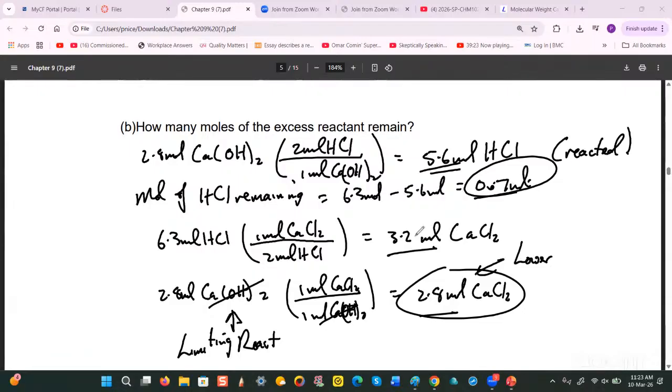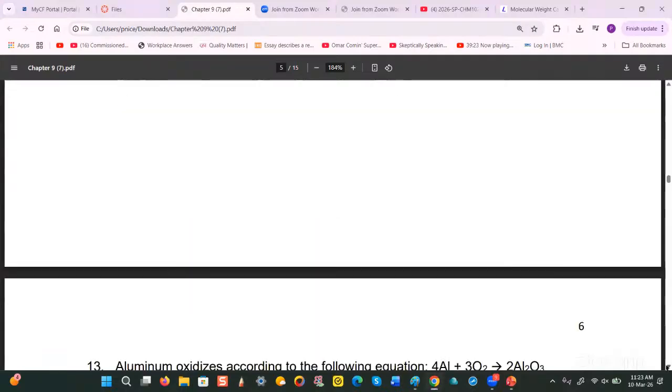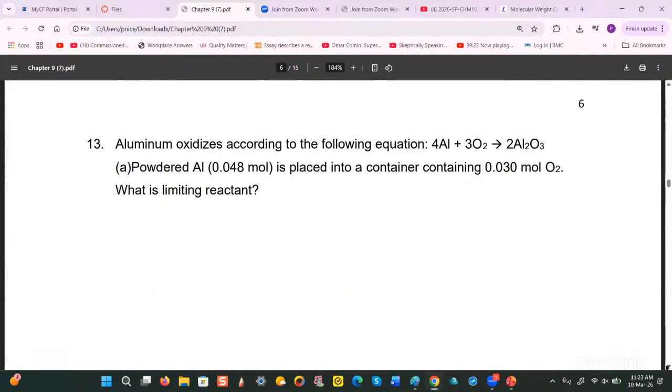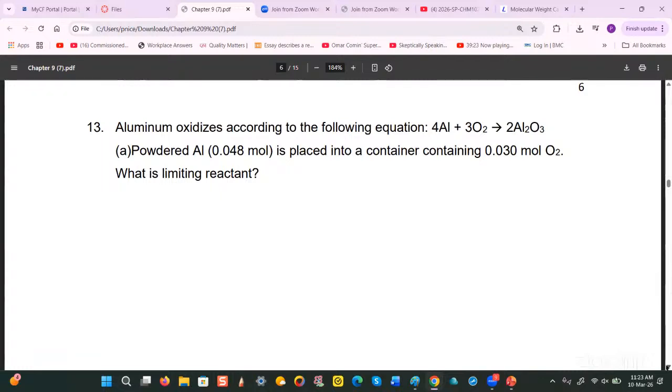So if you understand this, let's see what's next. Let me clear this. Now in this case, this is another limiting reactant problem. They gave you the balanced equation and they gave you 0.048 moles of aluminum and 0.030 moles of oxygen. And it's asking what is the limiting reactant. If you understood what we did in the previous question, this should be brief. So what's the first step?